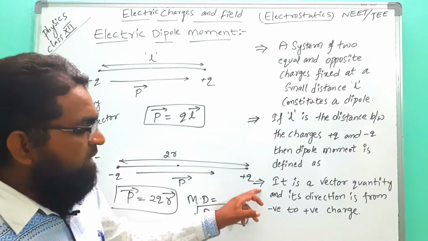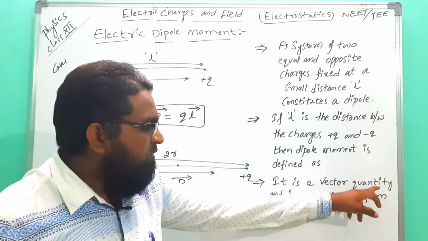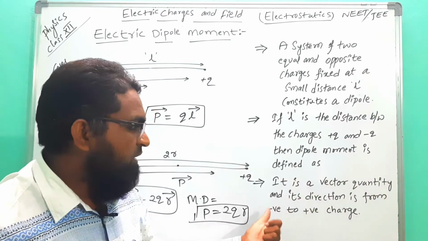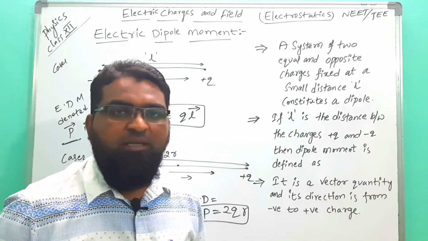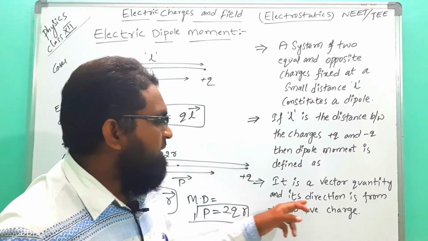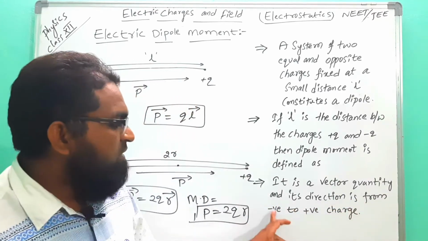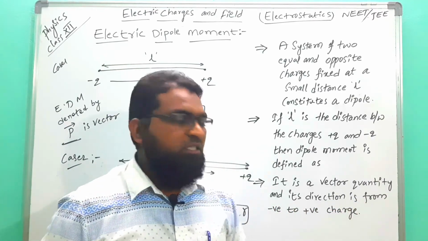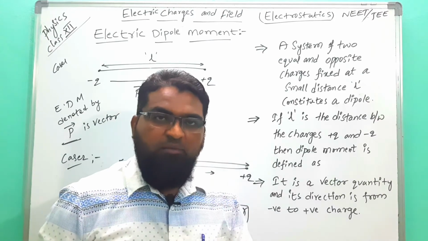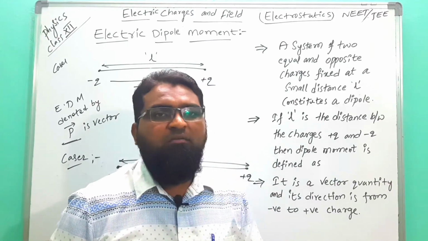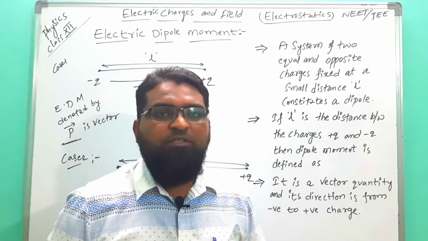Similarly, third point, it is a vector quantity, which means magnitude and direction both are there, and the direction of the electric dipole moment is always from the negative to the positive charge. This point is very important. Electric dipole moment is a vector quantity, always directed from the negative to the positive charge.